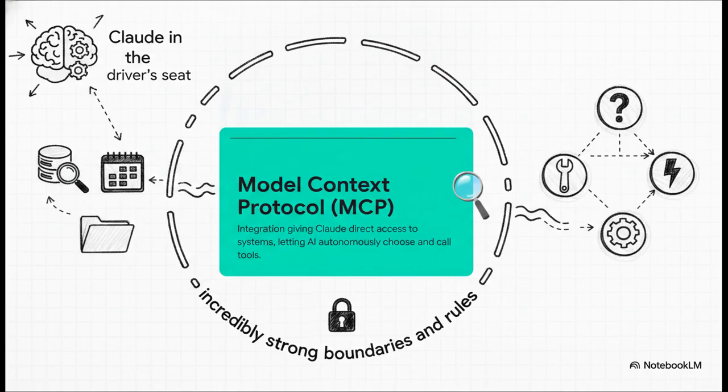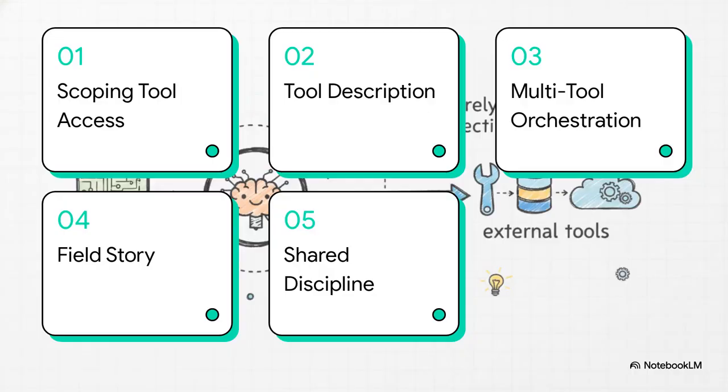Because Claude has this incredible agency now, our primary job as developers completely shifts. Listen closely to this part because we are no longer scripting the sequence. Our job is now to set incredibly strong boundaries and rules. So to understand this shift, we're going to look at three critical areas: scoping tool access, mastering tool descriptions, and orchestrating multiple tools. After that, we'll dive into a real-world field story to see what happens when things go a bit sideways, and we'll wrap up with the shared discipline you need to pull this all together.